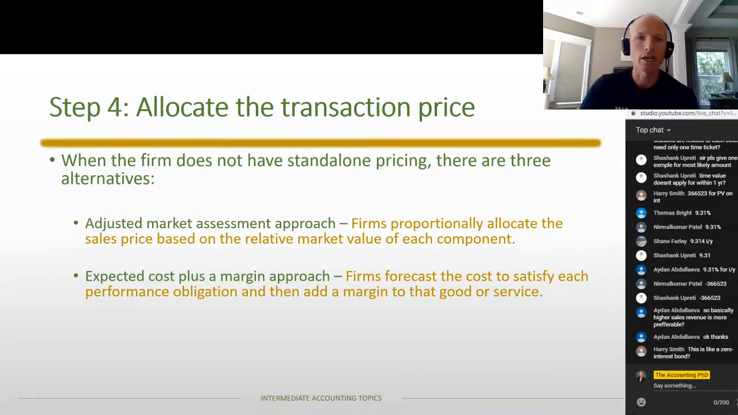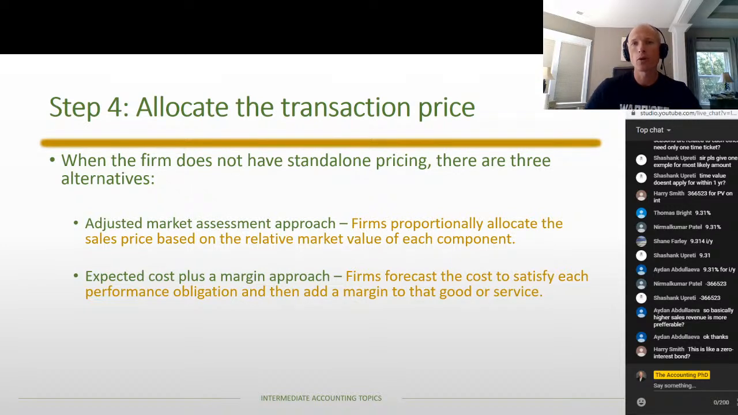A second method is called the expected cost plus a margin approach. So the firms forecast the cost to satisfy each performance obligation and then add a margin to that good or service. So in this situation, it's not necessarily that I can reliably estimate the fair value or market value, but instead I can actually forecast the cost. So let's say that my total costs are $100,000 for satisfying this contract, and the contract calls for $150,000 payment. Well, my margin is 50%. And so what we do then is we figure out what's the cost of each performance obligation and then add a 50% margin to each of those items.